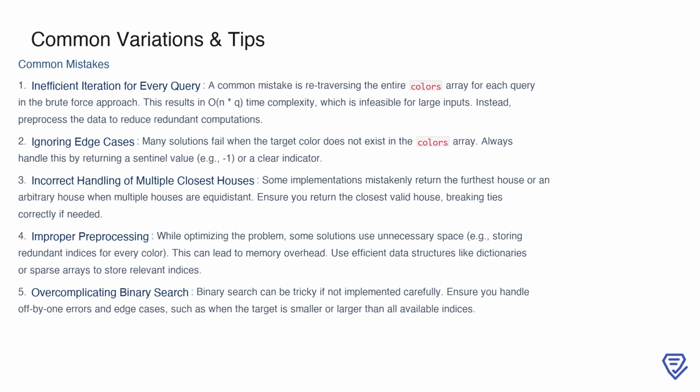Improper pre-processing can also be a problem. For example, storing redundant indices for every color can lead to excessive memory usage. Instead, use efficient data structures like dictionaries or sparse arrays. Finally, binary search is a powerful tool here but can be tricky to implement. Watch out for off-by-one errors in edge cases, such as when the target falls outside the range of available indices.